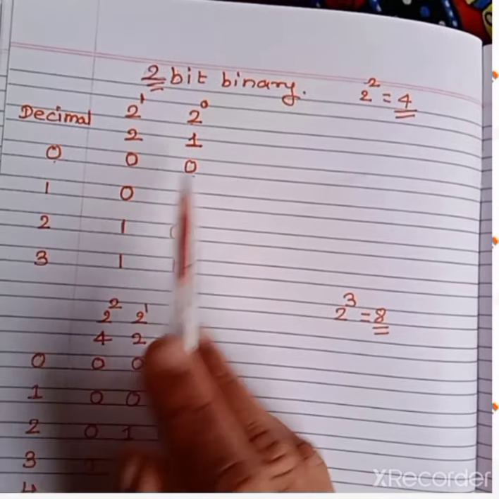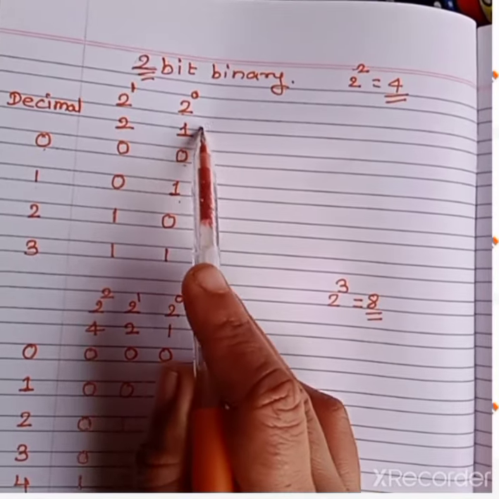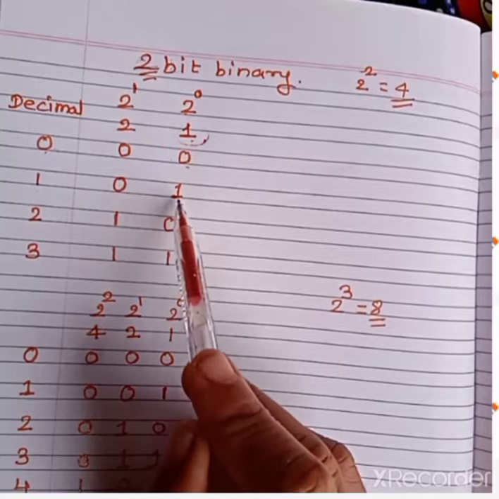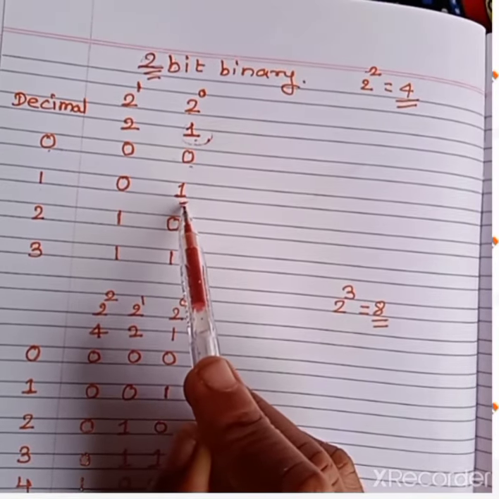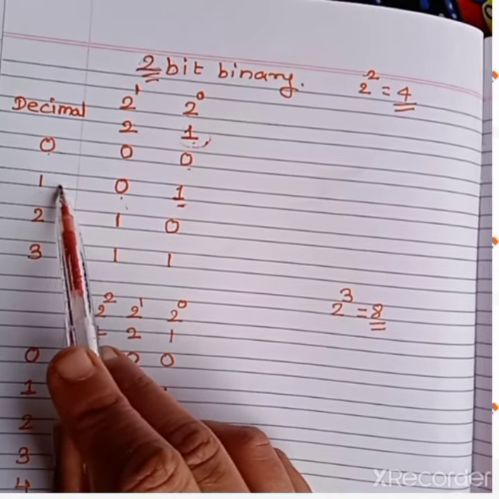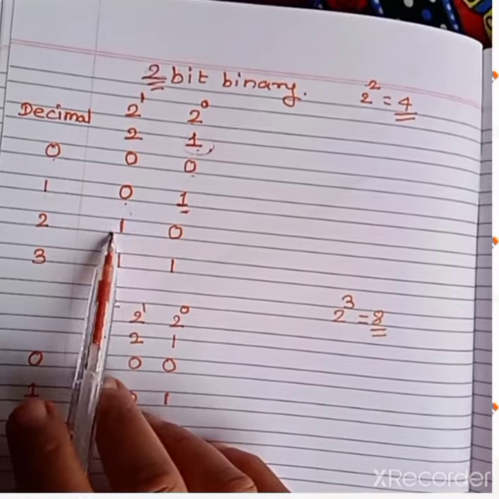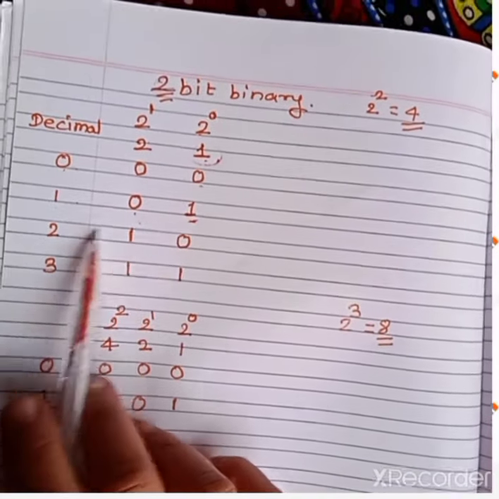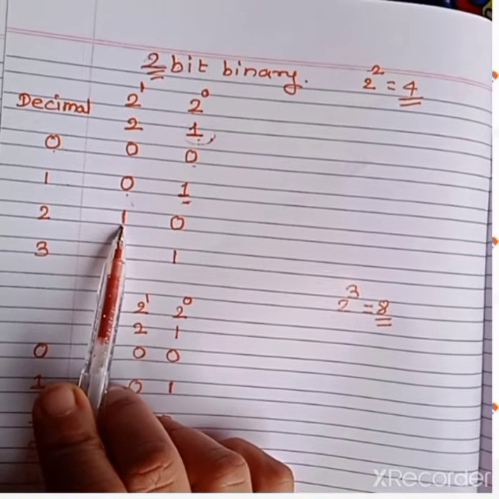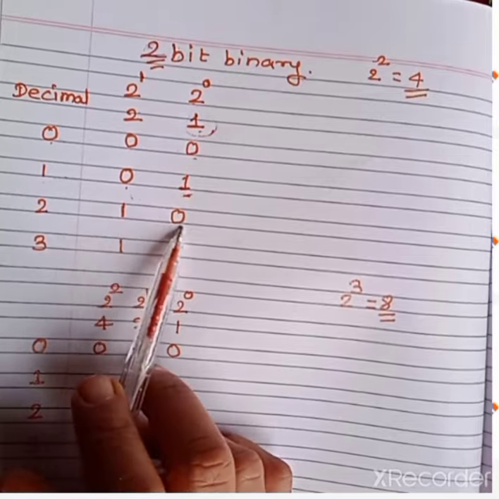Then for decimal 1, I have made this column 1. That means I am giving 1 value for this. So this column will become 1, and this I will put 0 because I have to represent only 1. So my decimal number is represented in 2-bit binary as 0 1. Now for 2, I have given the weightage for this column 1, for this 0. So decimal 2 is like 1 0.